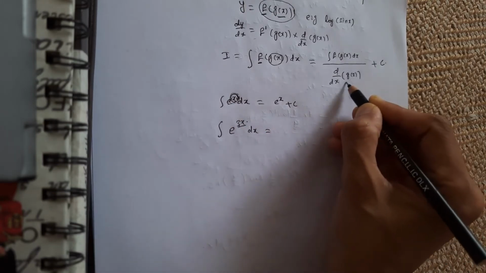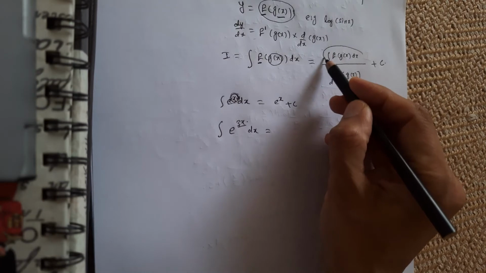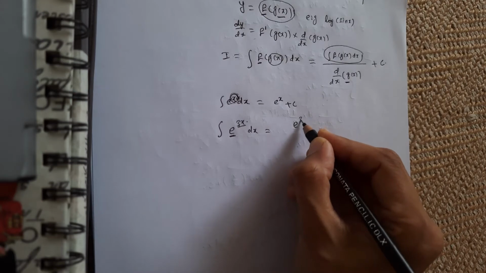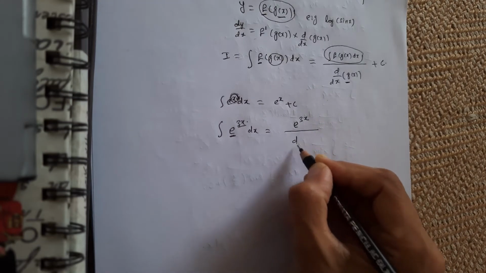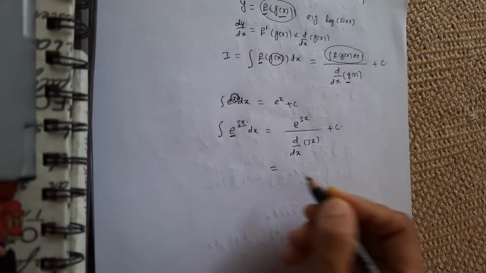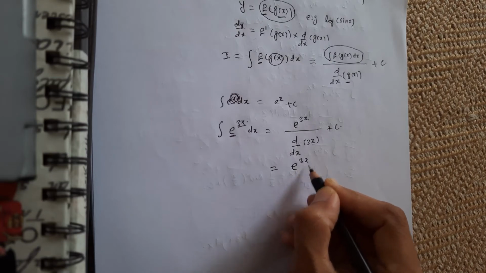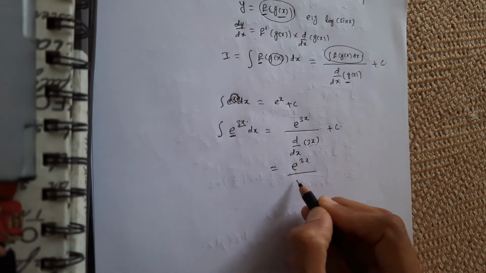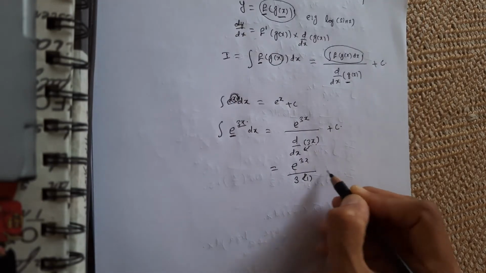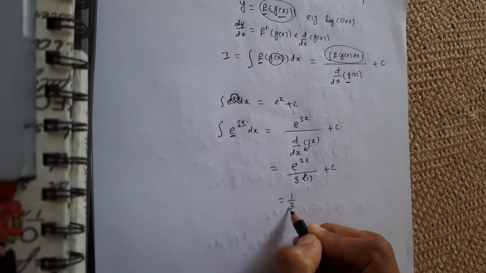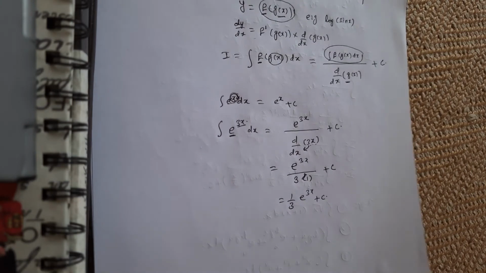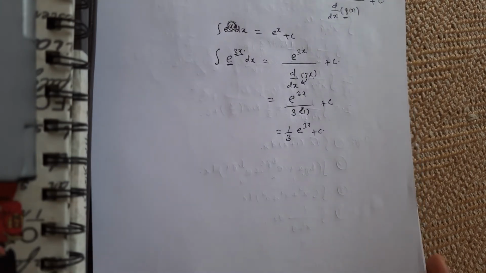So how do we solve it? By using this general formula. First we take the integration of the outer function, the exponential function, which gives e to the power 3x, divided by d by dx of 3x, plus c. So I can write this as e to the power 3x upon the derivative of 3x. 3 is a constant, it will come outside, and the derivative of x is 1. So I will get 1 by 3 e to the power 3x plus c. That's how we find the integration of a composite function.